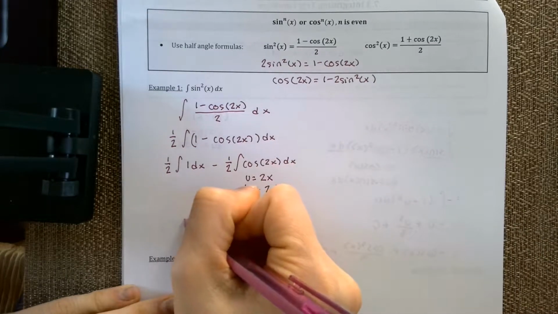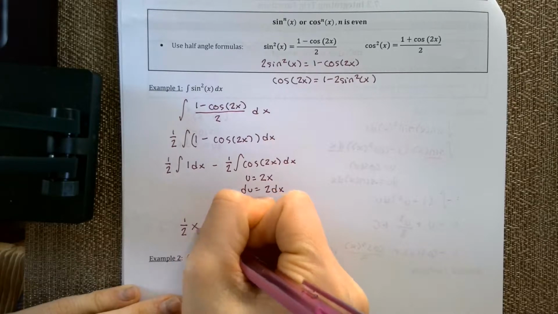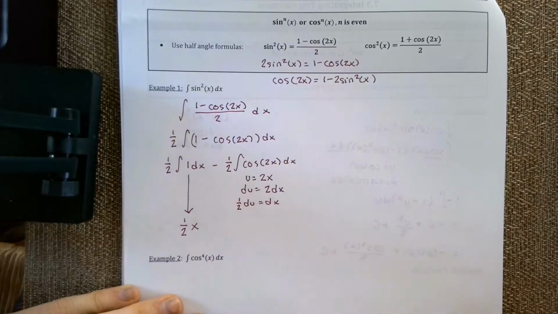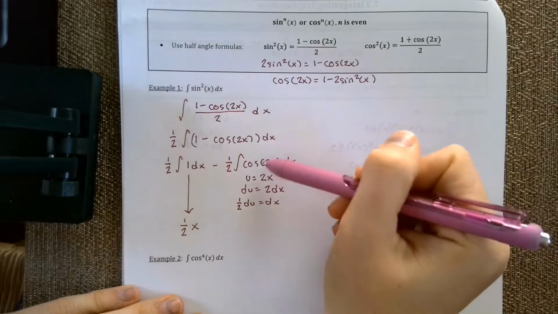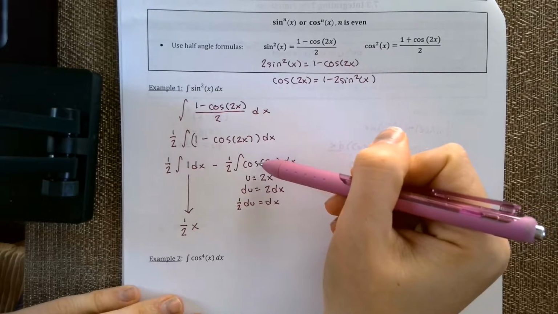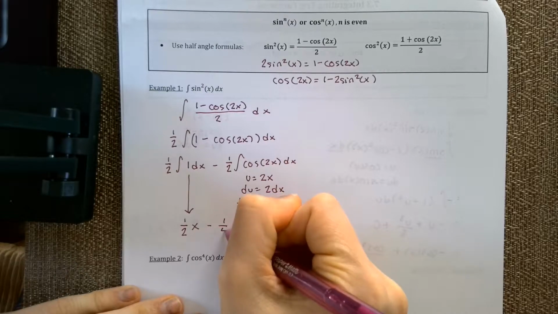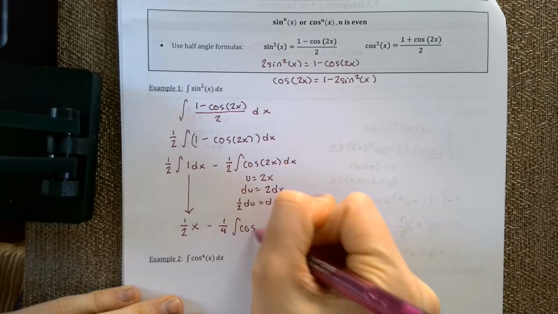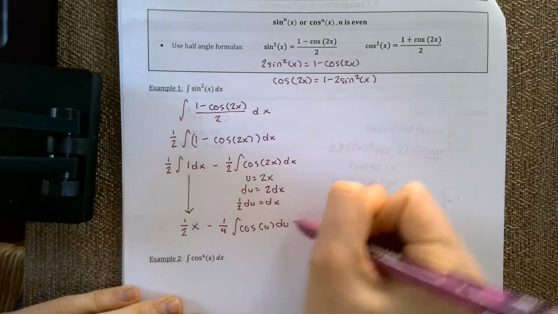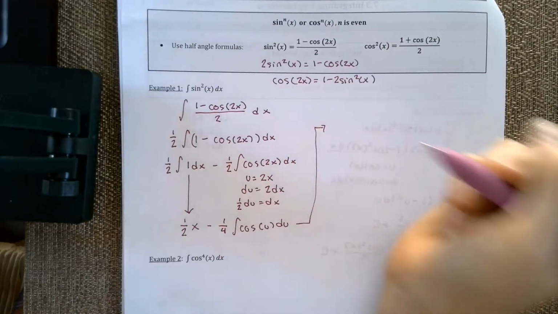Okay, so I'm going to have 1/2 x from this integral, and then I'm going to have, well, if I do the u sub, I'm going to end up integrating, I guess I'll just show it out. So 1/4 the integral of cosine of u du. I'm going to give myself some more room over here.